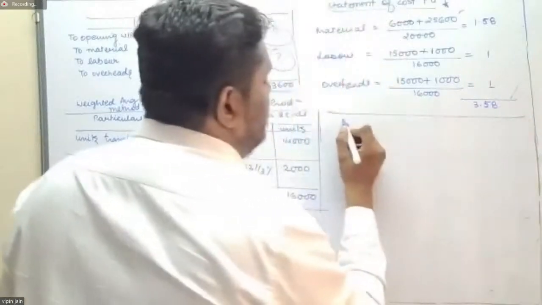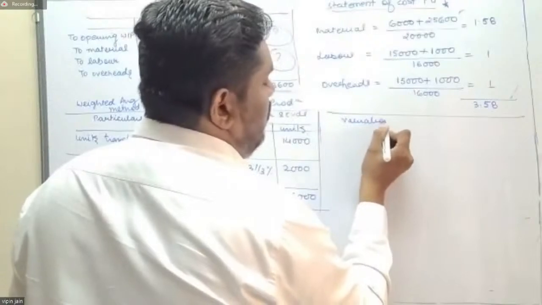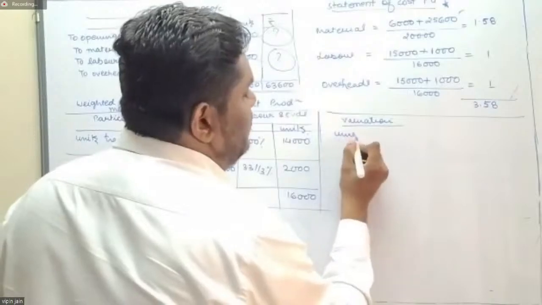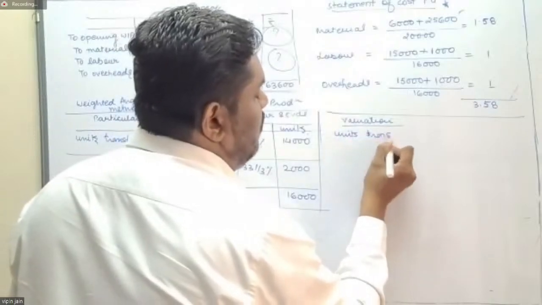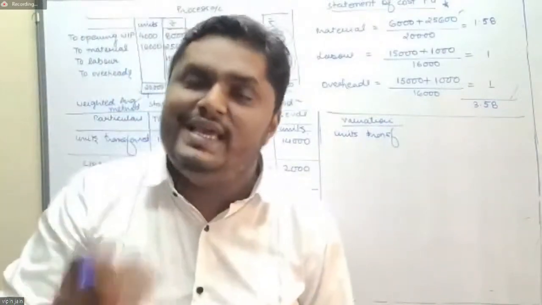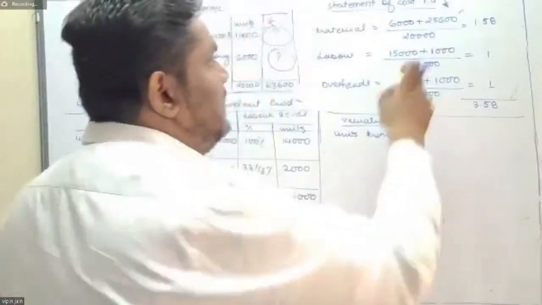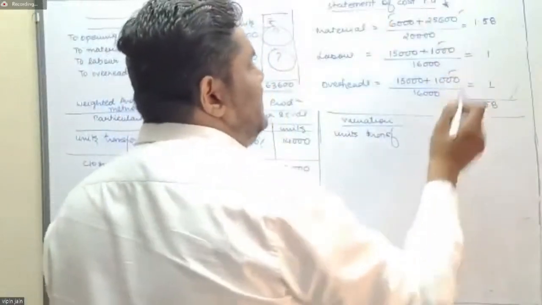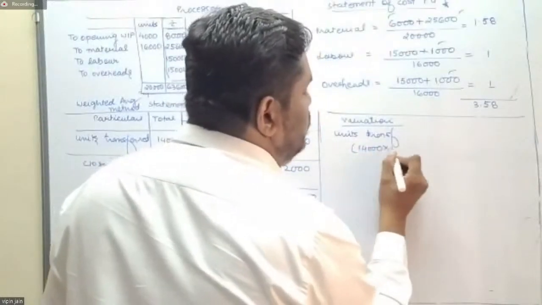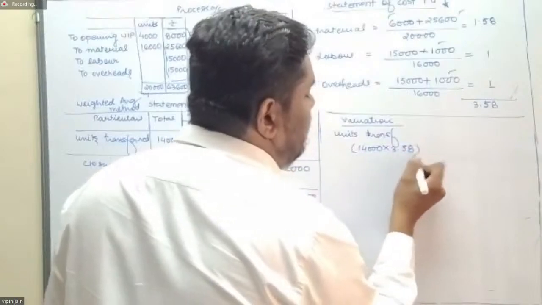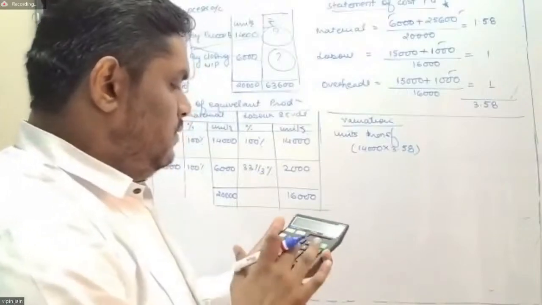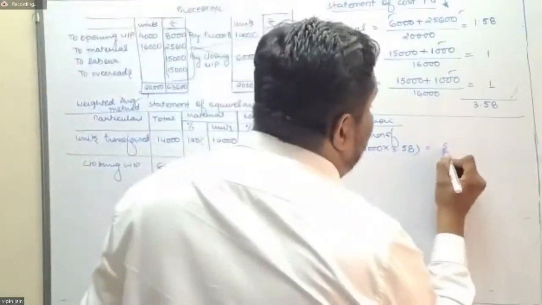Now the valuation part. That is units transferred. This cost of 3.58 includes the cost incurred during this year as well as the last year, because we have already added 6,000, 1,000 and 1,000. So units transferred are a total of 14,000 into the total cost to date, 14,000 into 3.58, that is 50,120.